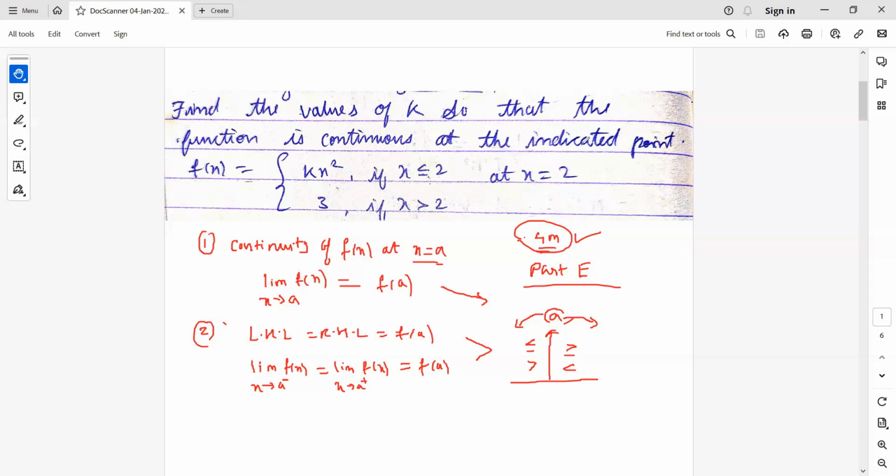So we will start with the first question over here. Just you all take a screenshot of this, the first definition and the second definition.